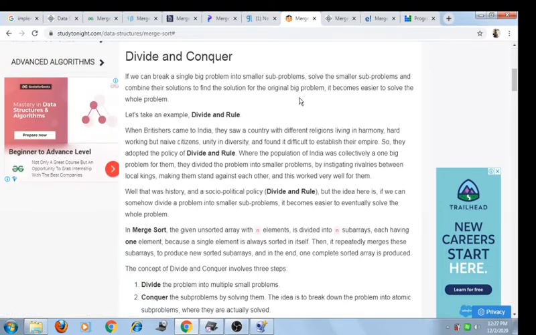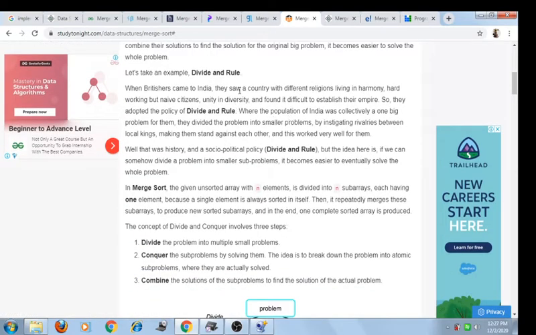Let's take an example: divide and rule. When the Britishers came to India, they saw a country with different religions living in harmony, hardworking, with unity in diversity, and found it difficult to establish their empire. So they adopted the policy of divide and rule, where the population of India was collectively one big problem for them. They divided the problem into smaller problems.